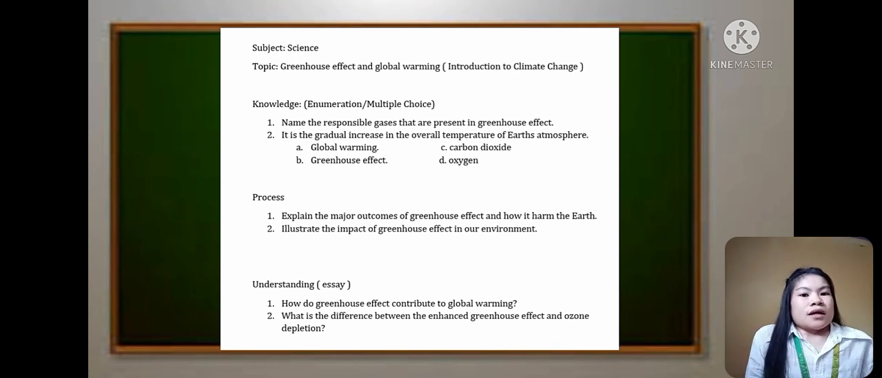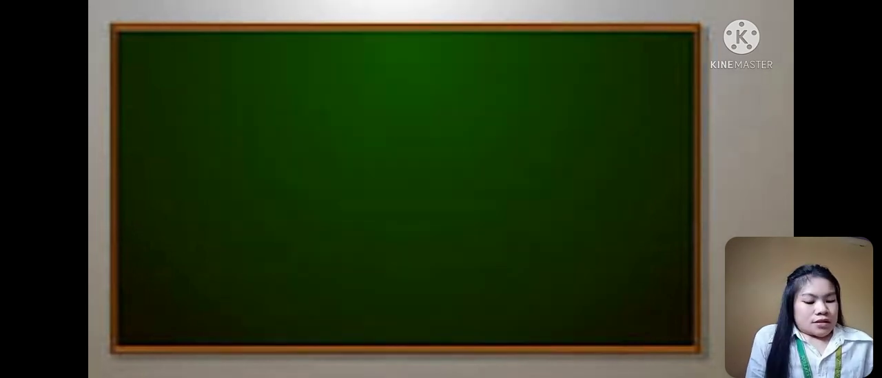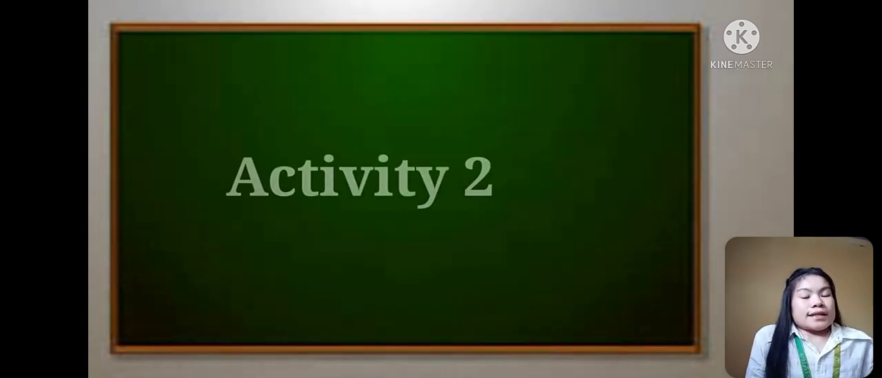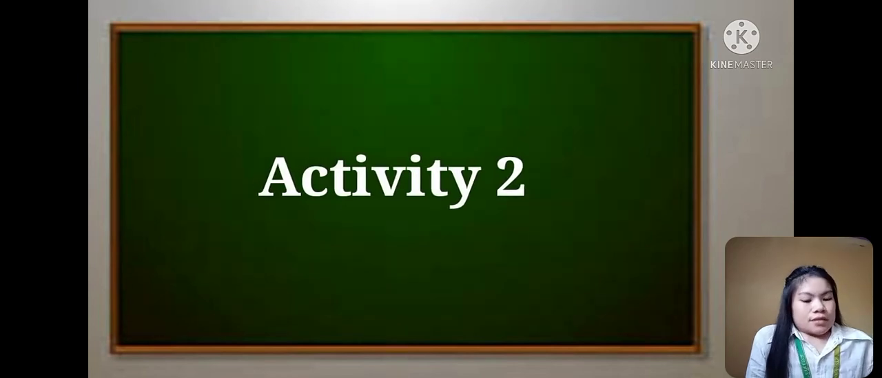In process, 1. Explain the major outcomes of greenhouse effect and how it harmed the earth. 2. Illustrate the impact of greenhouse effect in our environment. While in understanding, essay is what I use in the assessment test.